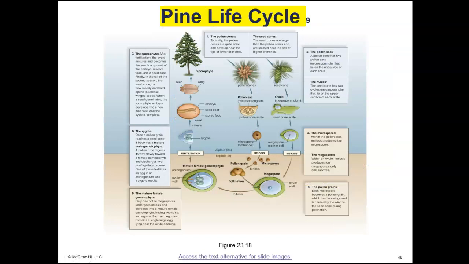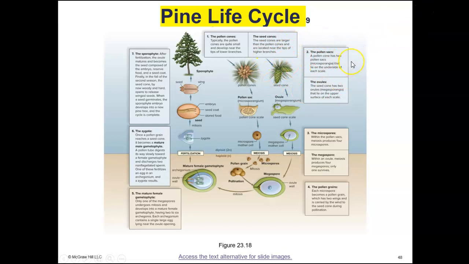The life cycle of the pine tree, we can begin with the pollen cones and the seed cones. We'll just start up here with number 1. Number 1, the pollen cones, they develop near the tips of lower branches. You can see them real easily when they do start developing. And then the seed cones are larger, and they develop near the tips of higher branches, and then they tend to fall off whenever the seeds have developed.